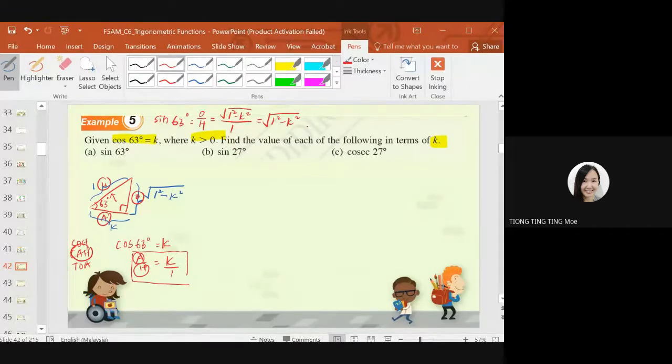Then another one, we prepare for tangent also. Tangent 63 degree equal to O over A. O is square root of 1 square minus k square. Then A is k. So we get the relation for sin and tangent already. Then we only start to find the values.